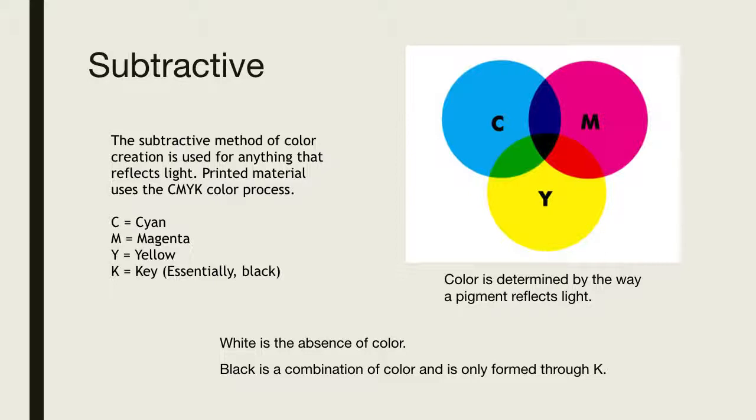So let's run through this. C for cyan, M for magenta, Y for yellow, and K for key, which is essentially black. Not exactly, but essentially. Color is determined by the way a pigment reflects light. White is the absence of color, and black is a combination of color, and it's only formed using K.